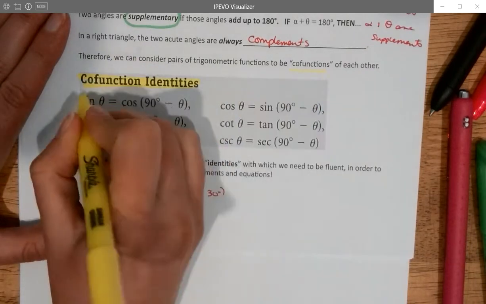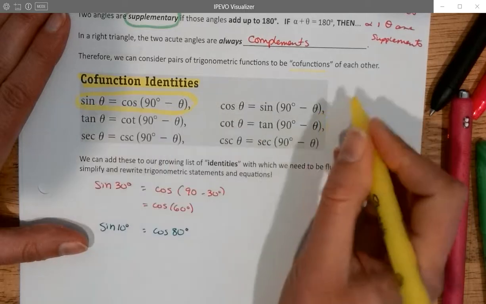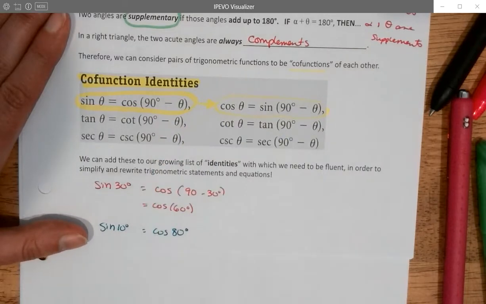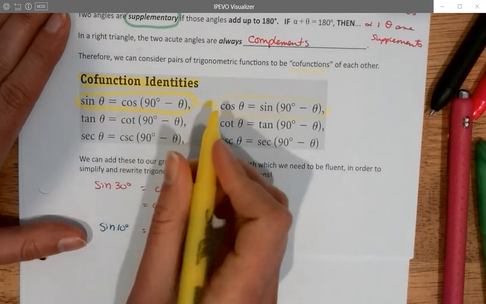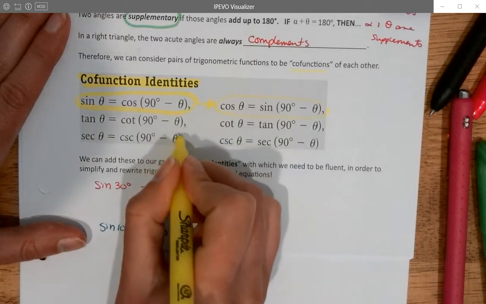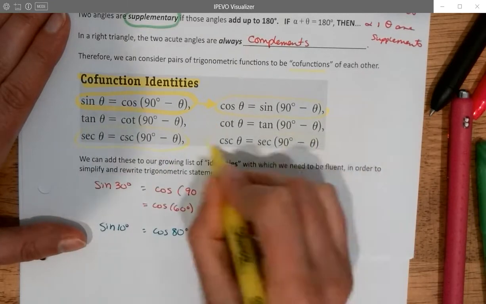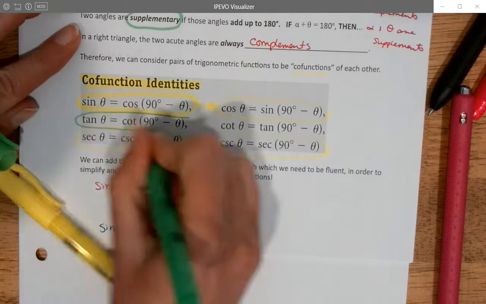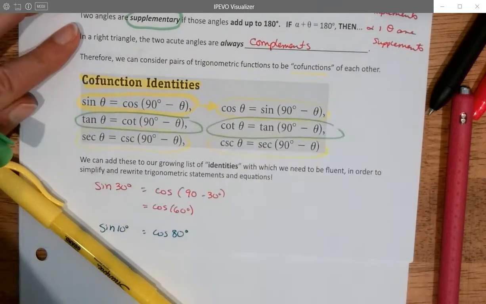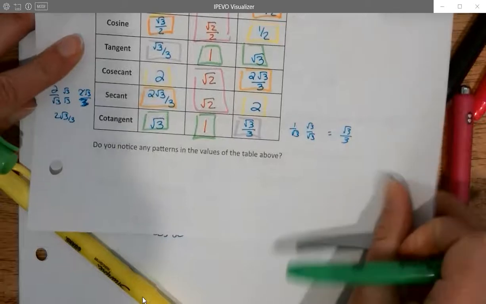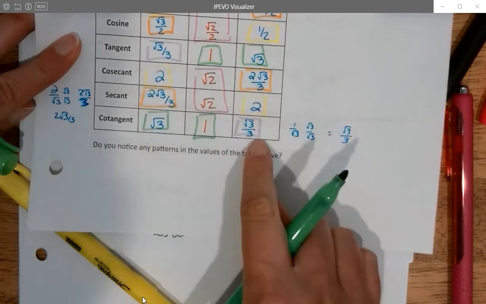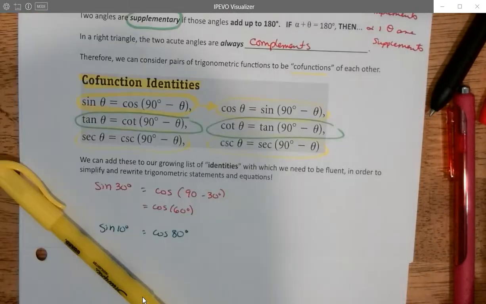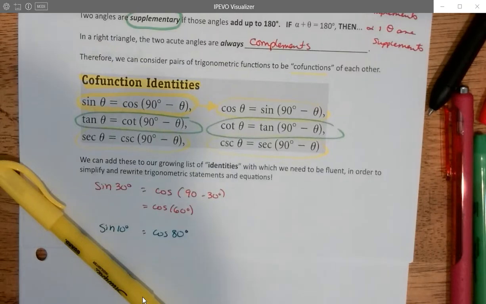We noticed that sine and cosine are cofunctions, and it goes both ways, of course, right? If sine goes into cosine, then cosine can go back to sine. We also noticed that the reciprocals of sine and cosine, secant and cosecant, were cofunctions, and of course both directions. And we also noticed that tangent and cotangent were cofunctions of each other as well, and in both directions. And again, we noticed that over here, where we said that the tangent of 30 and the cotangent of 60 were equal, so they're cofunctions with each other. Cool. So we're going to add those to our growing list of identities.